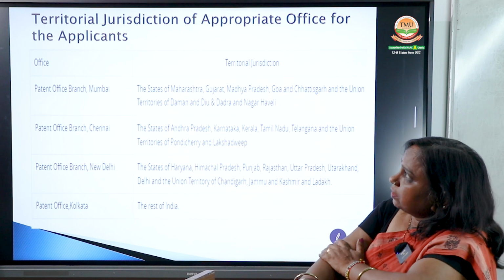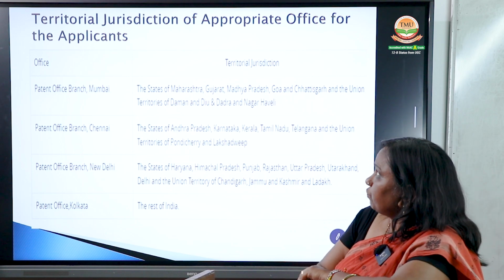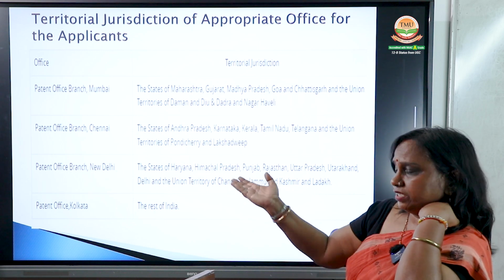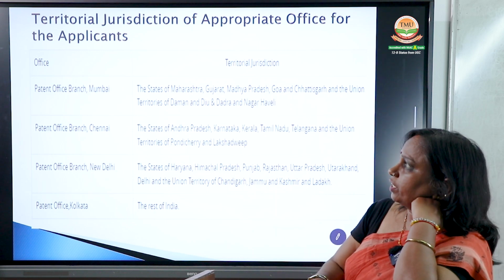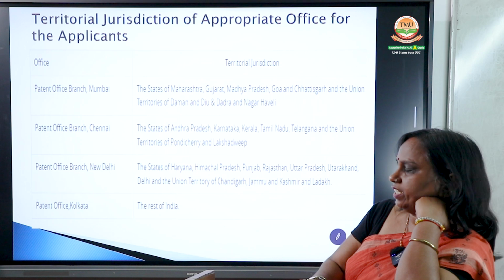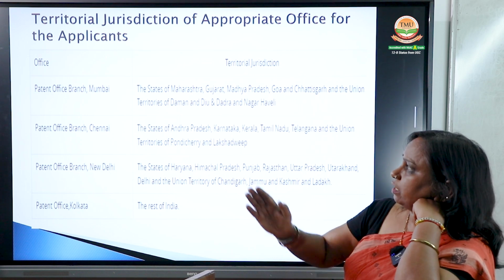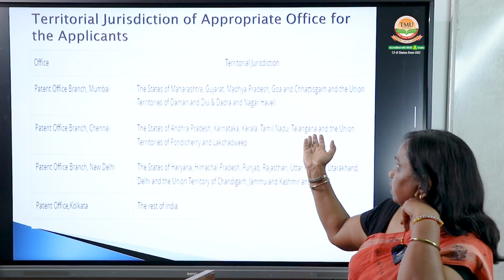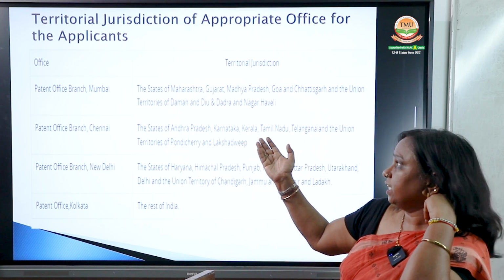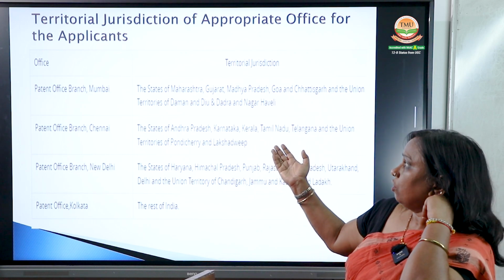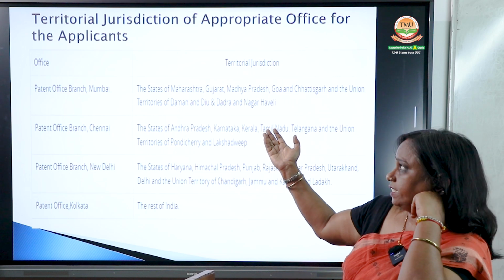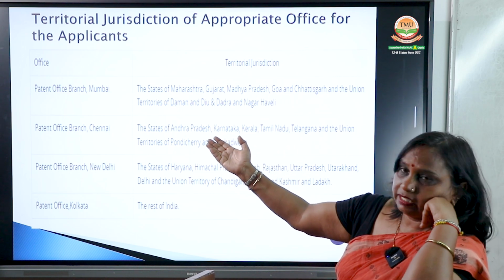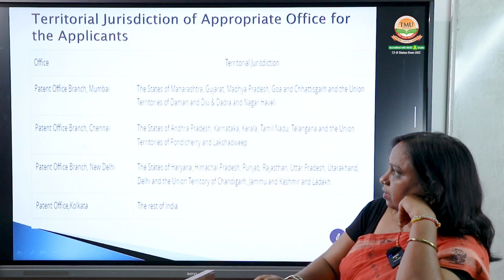Now these are the territorial jurisdictions for the appropriate office for the applicants. There are 4 major offices located in Mumbai, Chennai, New Delhi and Calcutta. Under Mumbai, the states of Maharashtra, Gujarat, Madhya Pradesh, Goa, Chhattisgarh and the Union Territories Daman and Diu, Dadra and Nagar Haveli, all these states have to apply for the patent in Mumbai jurisdiction.